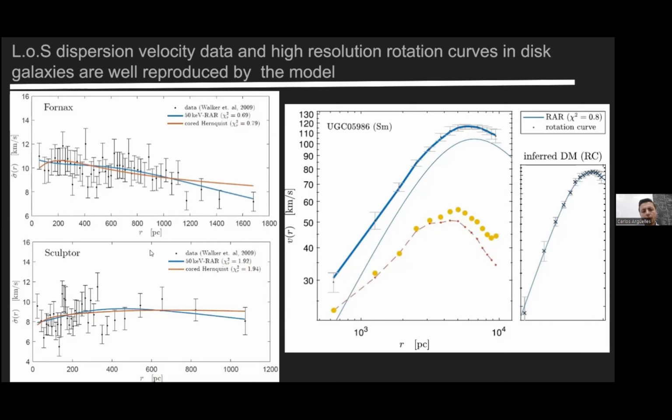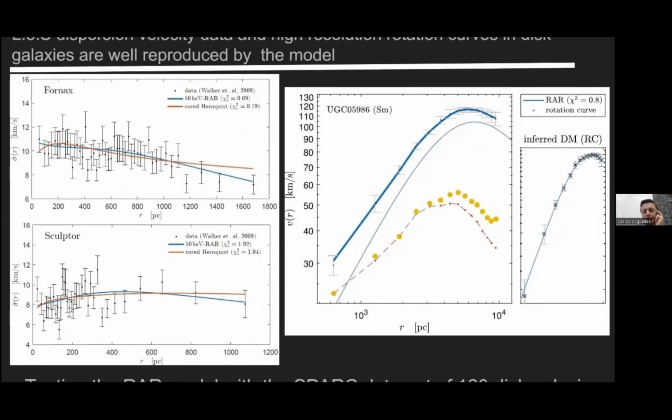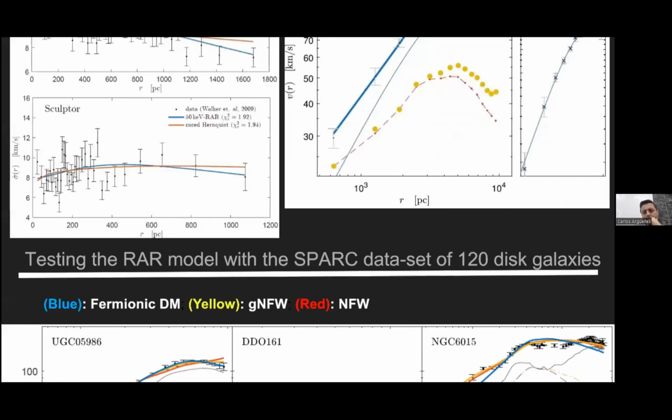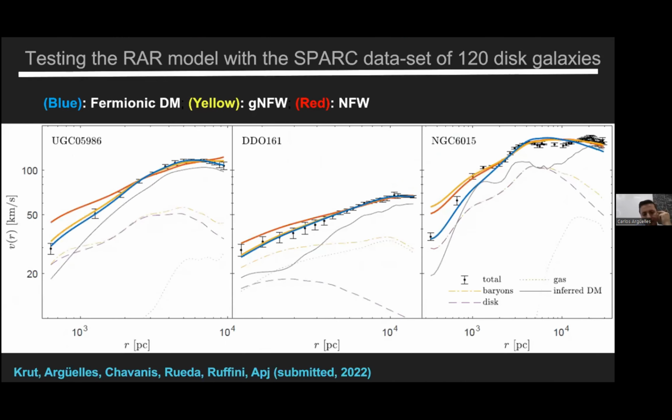This is work in progress. We are about to submit soon. And this is the case, in the picture on the right, of a spiral galaxy, where we can see that it can provide quite good fits. But let me go to the work I was telling you about a few minutes ago, with the SPARC data set.